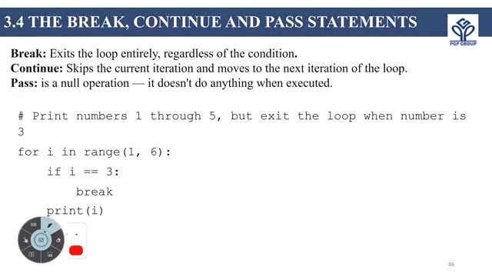Next one, we are going to the next statements. Okay, control flow statements, iteration. Then the third one, the break, continue and pass statements. Okay, what is meant by break? Why are we going to the break statement?